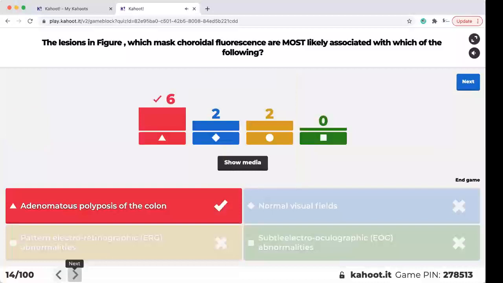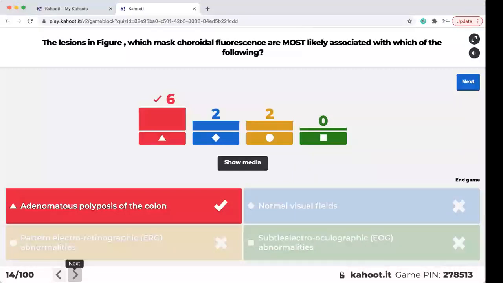Exactly. Here we have the lesions present in this figure. These are multiple small irregular pigmented lesions present in the retina. Sometimes they can be oval, sometimes spindle shaped. They are irregular in shape, appear in clusters, and could show variable pigmentation or a hypopigmented margin. This is the classic description of atypical CHRPE, or atypical congenital hypertrophy of retinal pigment epithelium.